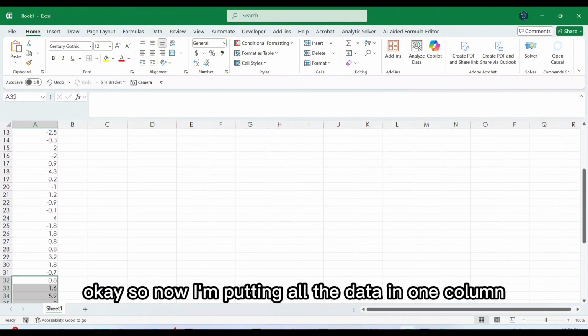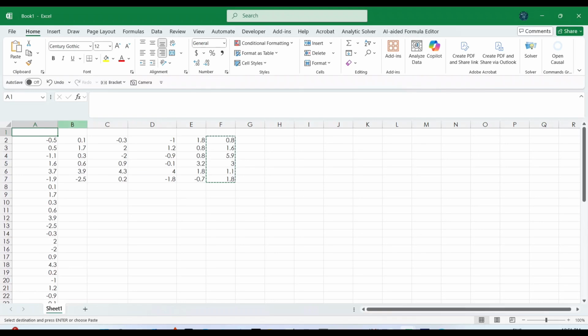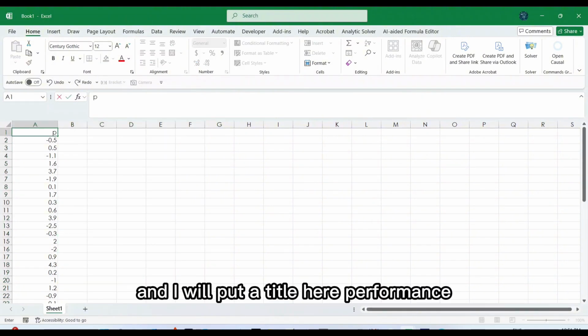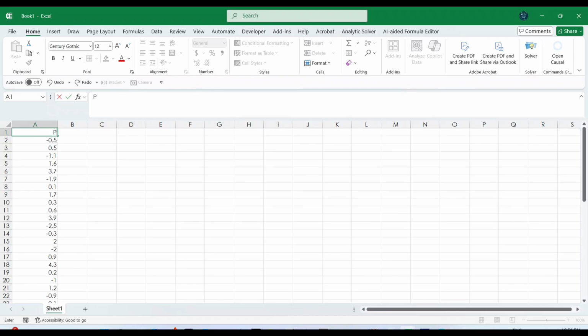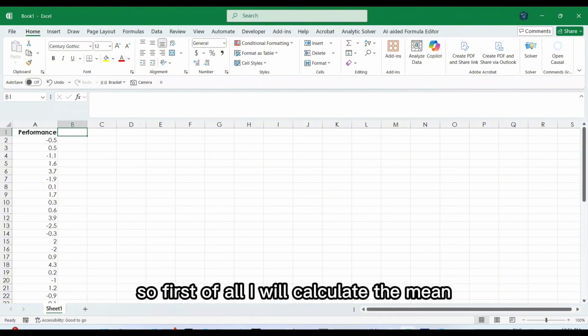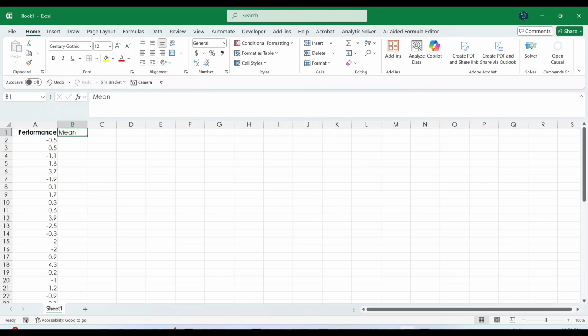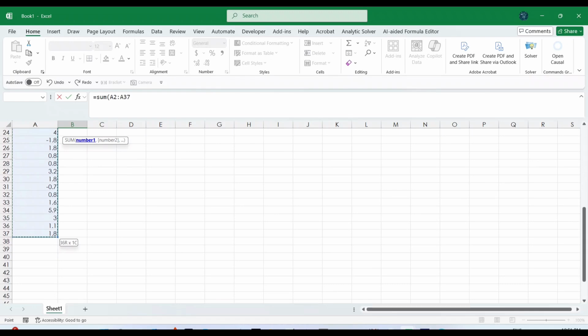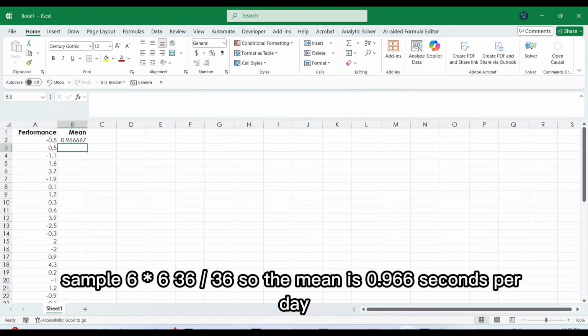Okay, so now I'm putting all the data in one column, and I will delete all this, which I don't need, and I will put a title here: performance. So first of all, I will calculate the mean. So I will add all these samples and divide by the number of samples, 36, because 6 positions, 6 samples, 6 times 6, 36, divided by 36. So the mean is 0.966 seconds per day.